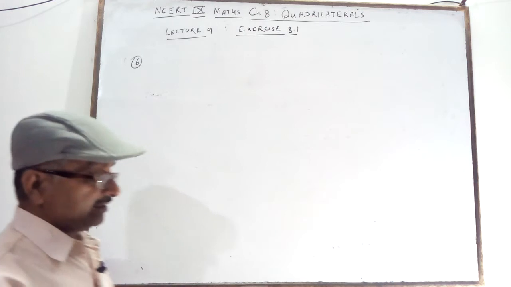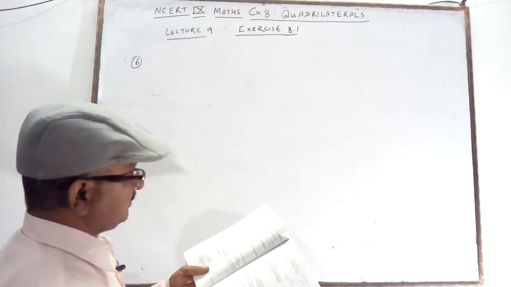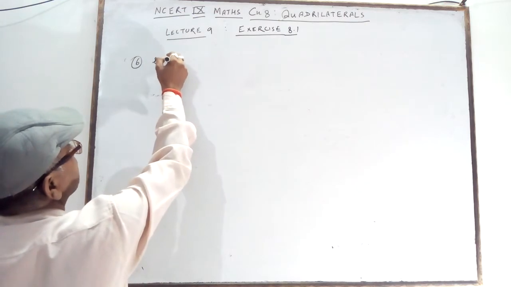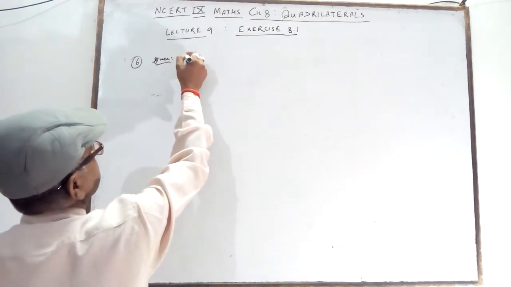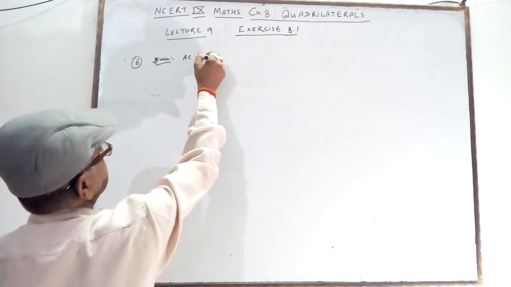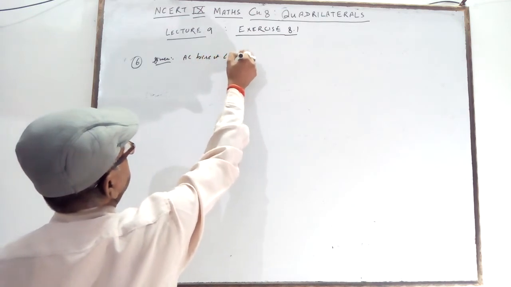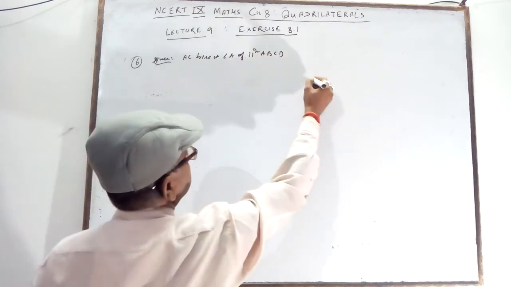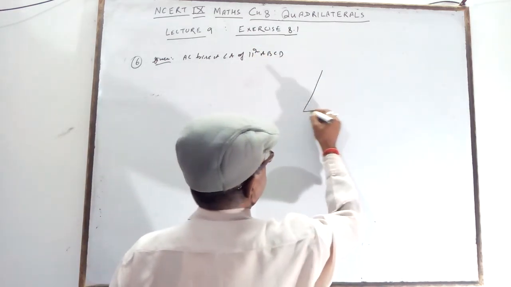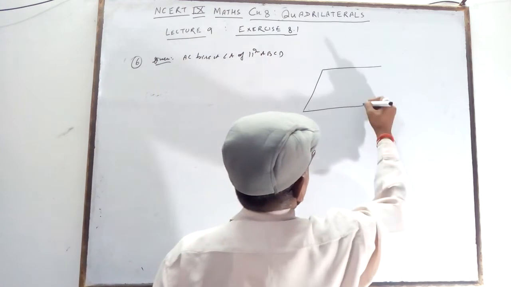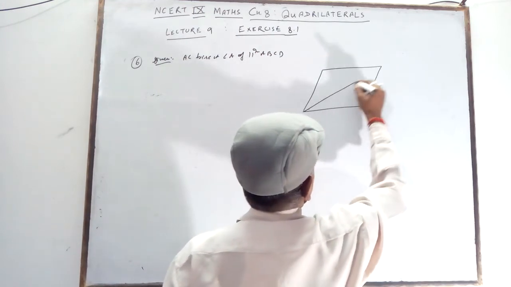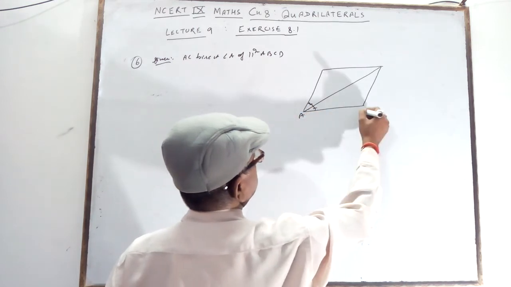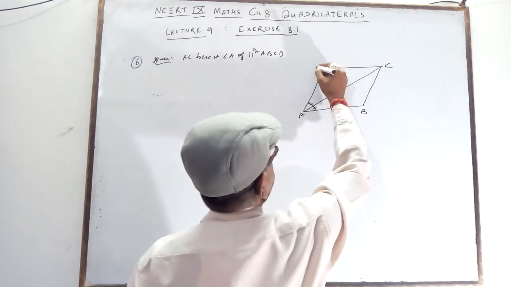Diagonal AC of a parallelogram ABCD bisects angle A. Given: AC bisects angle A of parallelogram ABCD. Parallelogram is given, and your question is saying that AC bisects angle A, it is given.